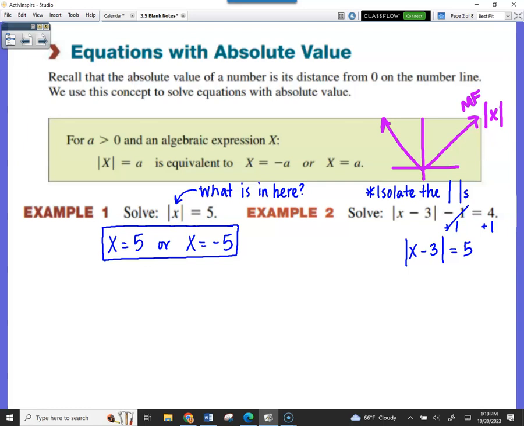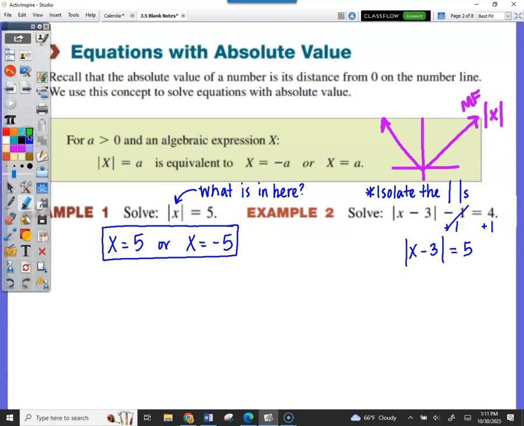Now, don't focus on what's in the bars. Focus on what it has to equal. 5. This is where people start to mess up. The absolute value of some crap, just call it crap, has to equal 5. So that crap has to either be, what number? 5 or negative 5. That's where you get your 2 equations. You're saying to yourself that this mess right here has to either be a 5 or a negative 5 in order for this to be true.